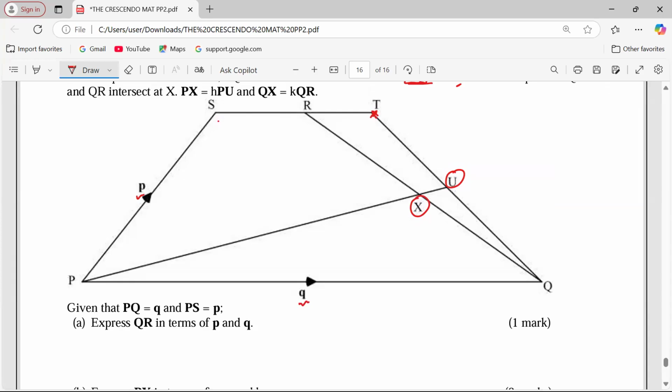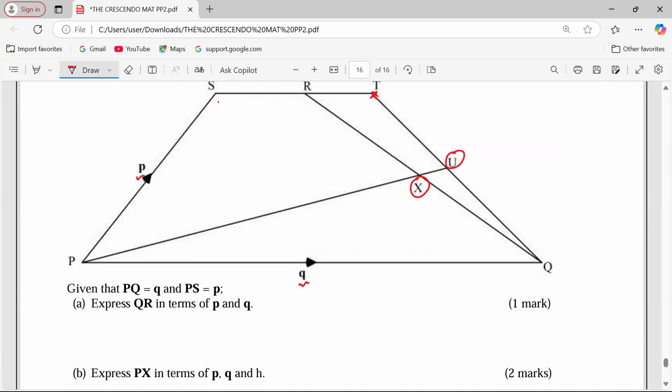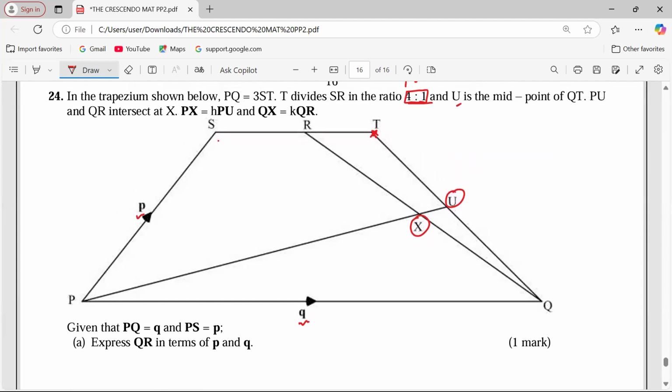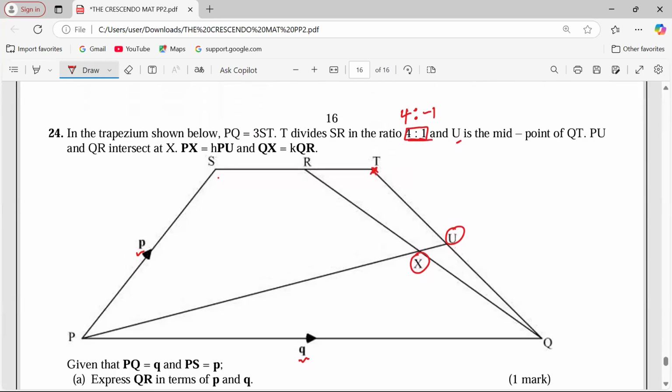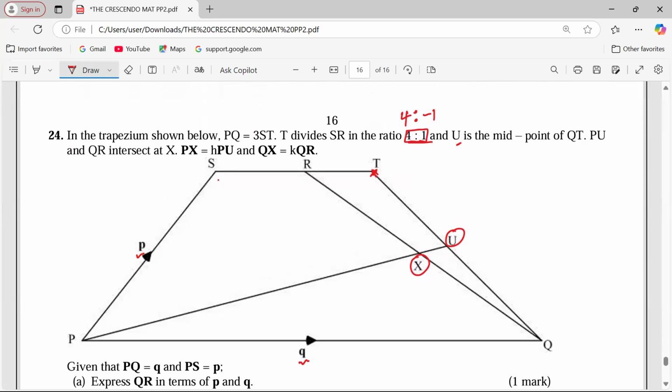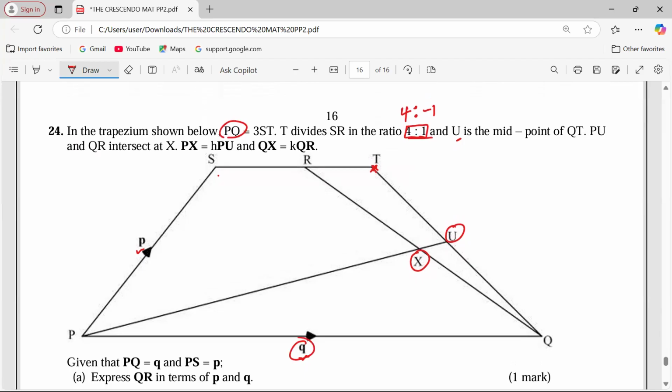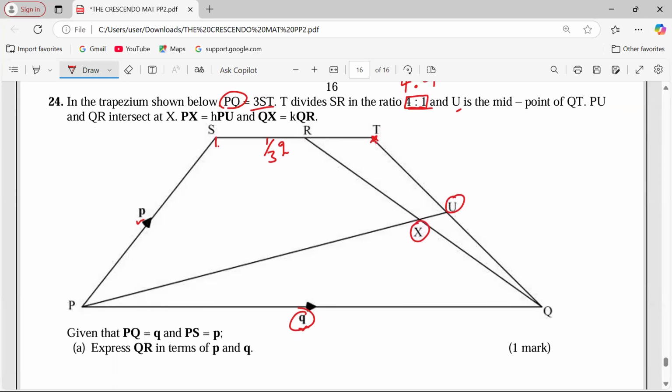Express QR in terms of P and Q. First of all, it's good for us to know that when we say PQ is Q, then this is equivalent to 3 multiplied by ST. Then it means the whole of vector ST is a third Q, so that when multiplied by 3, we get PQ that way.